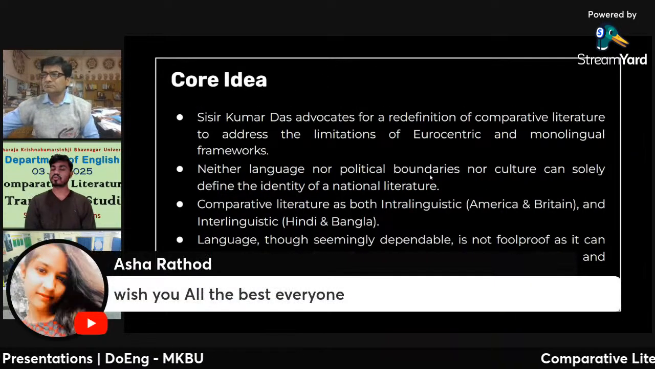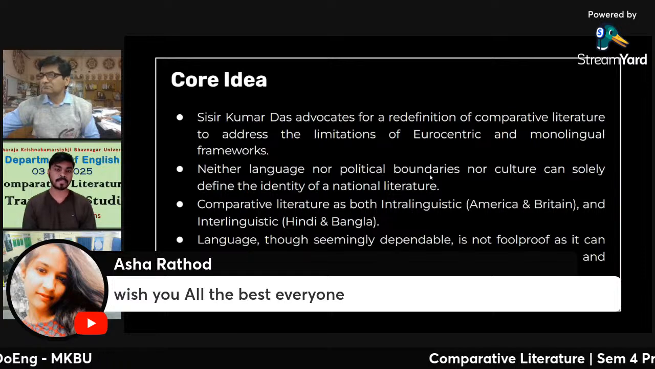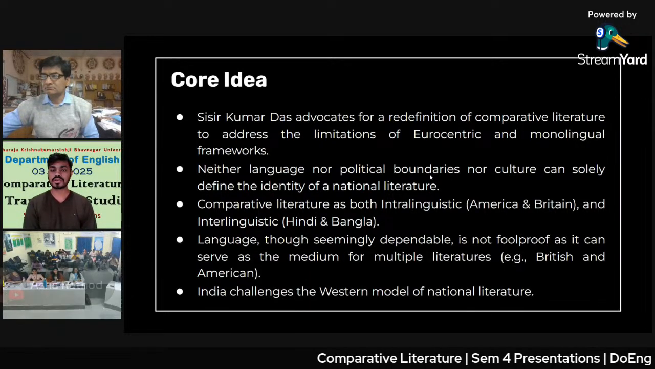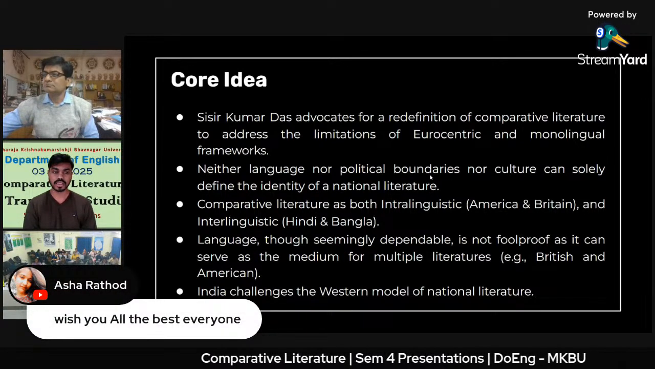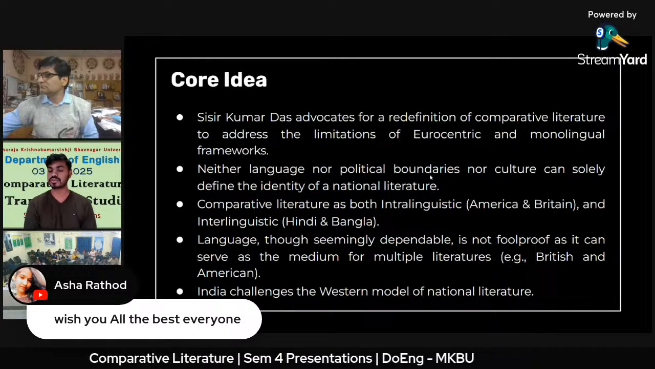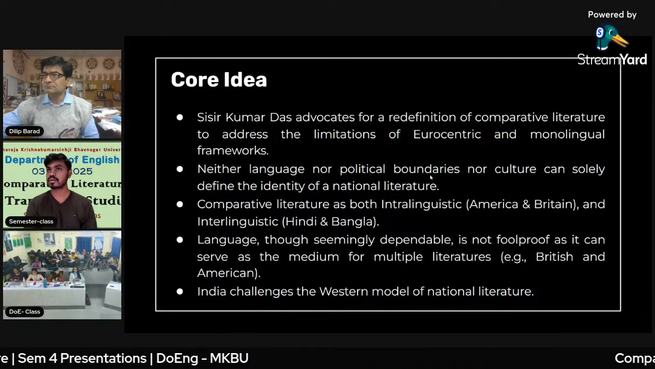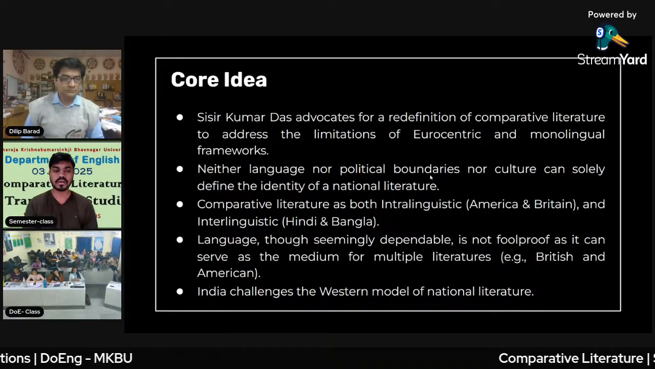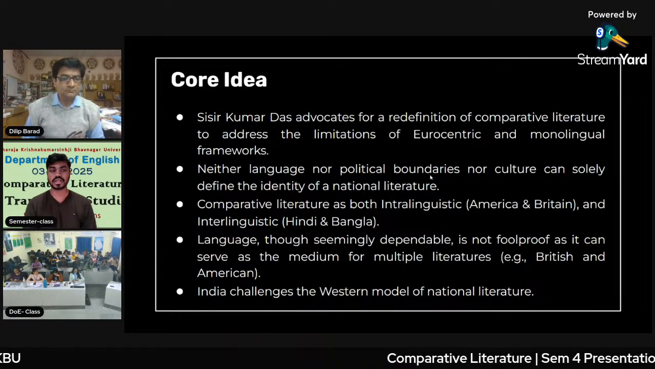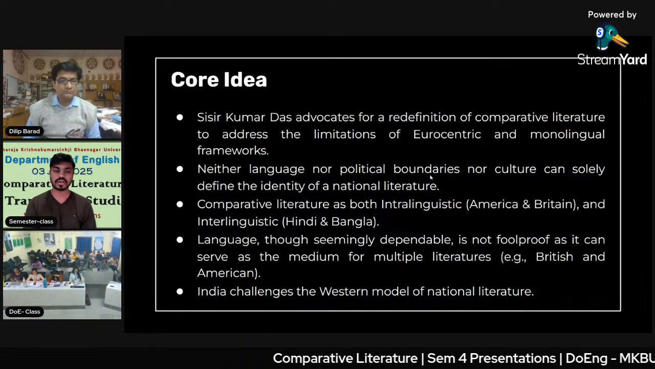So let us see the core idea behind his arguments. S.K. Das advocates for a redefinition of comparative literature to address the limitations of Eurocentric and monolingual frameworks.